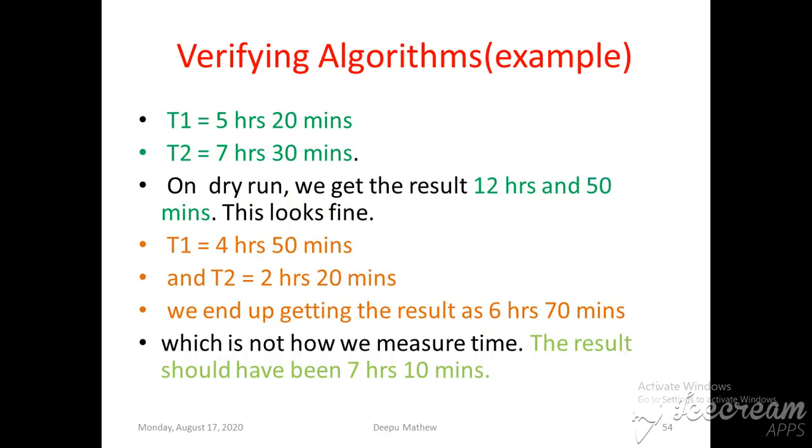Here look at this: if T1 is equal to 5 hours and 20 minutes and T2 is equal to 7 hours and 30 minutes, then on the dry run we get the result: 5 plus 7 is equal to 12 hours and 20 plus 30 is equal to 50 minutes.